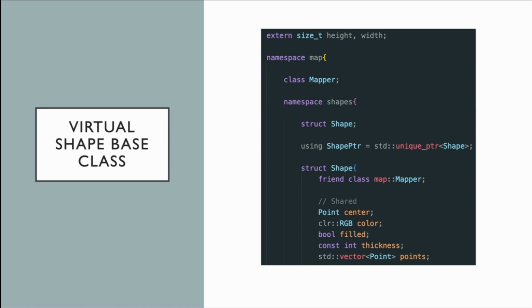So this is my virtual shape class. It just has the center of the shape, the color of it, whether it's filled or not, the thickness of the line if it was not filled, and then a vector of points. And there you go. I use vector here. So let's see how we would use that with our.